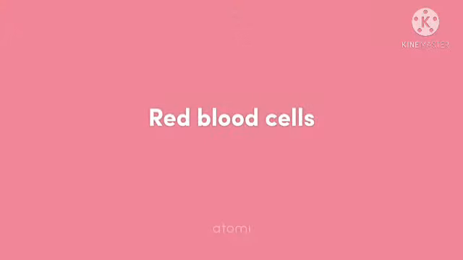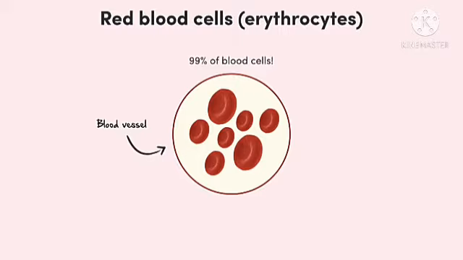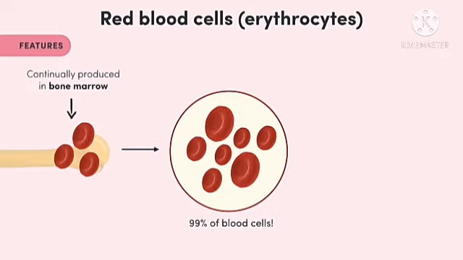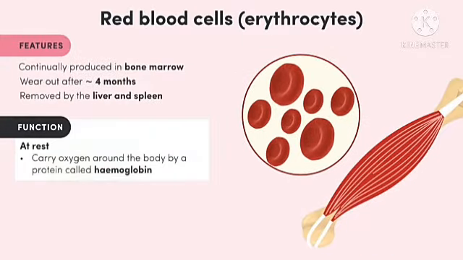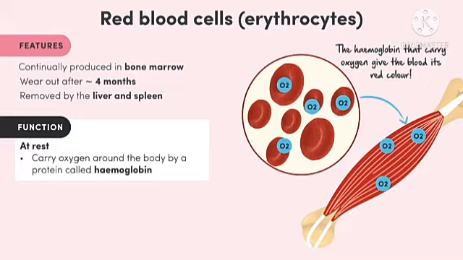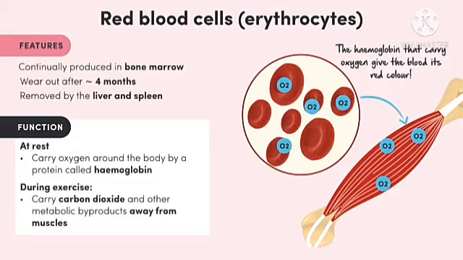Next, we'll look at the red blood cells. The red blood cell makes up 99% of blood cells, and it's also called erythrocyte. It is usually produced in the red bone marrow. The function of the red blood cell is to carry oxygen around the body by a protein called hemoglobin. It also carries carbon dioxide and other metabolic byproducts away from the muscles.